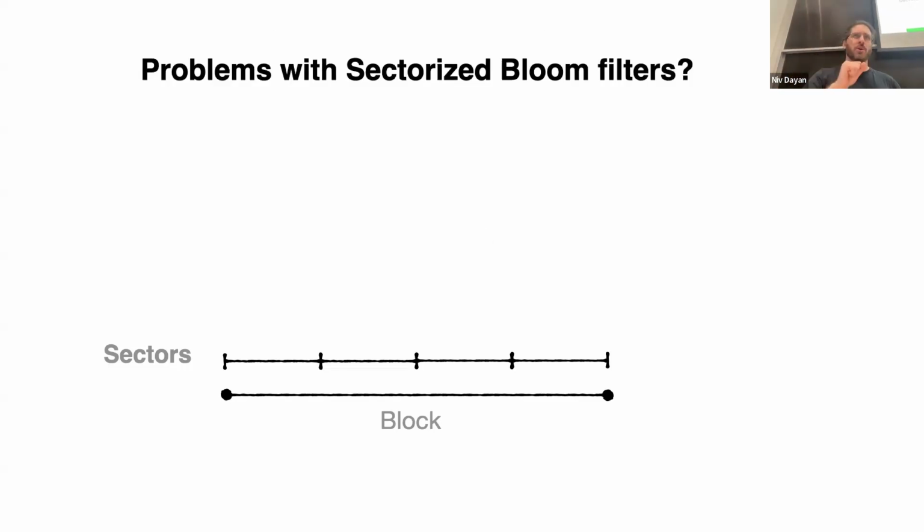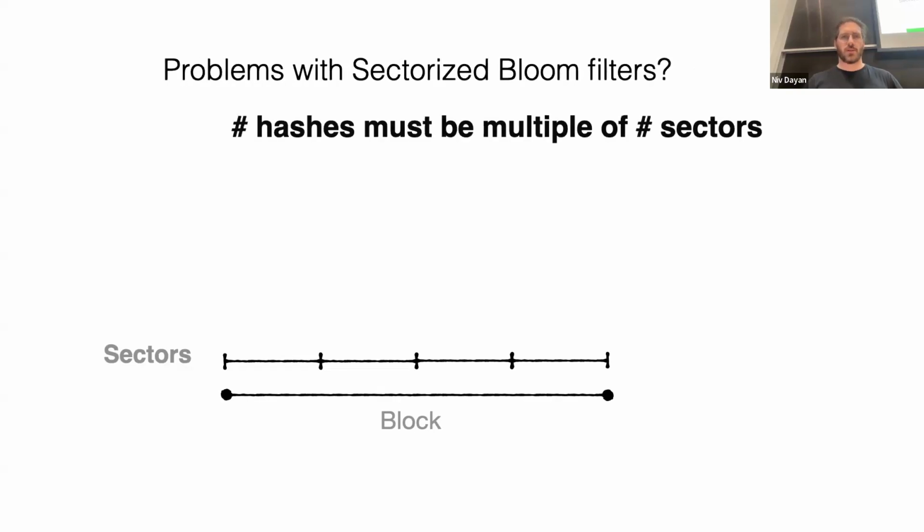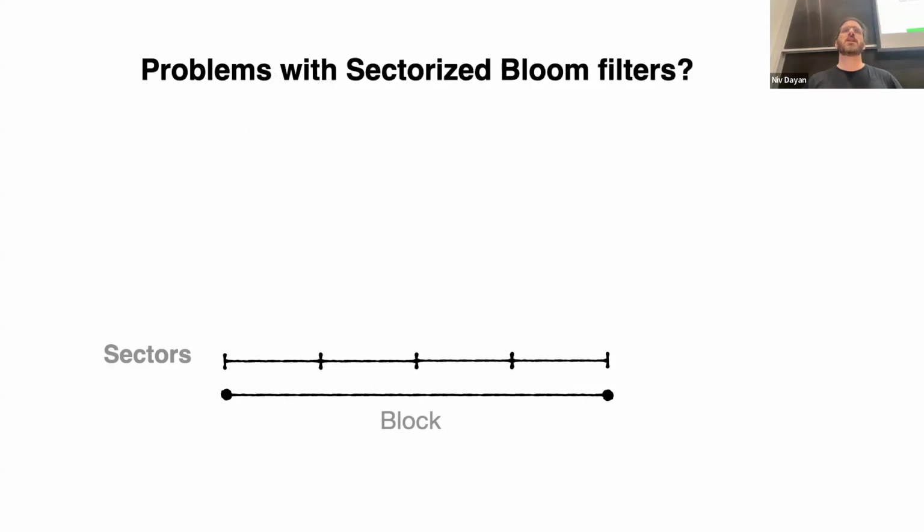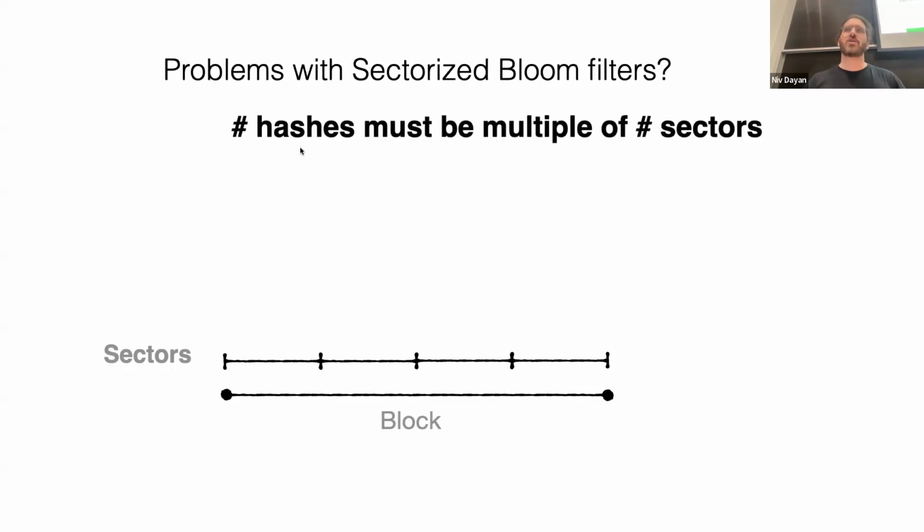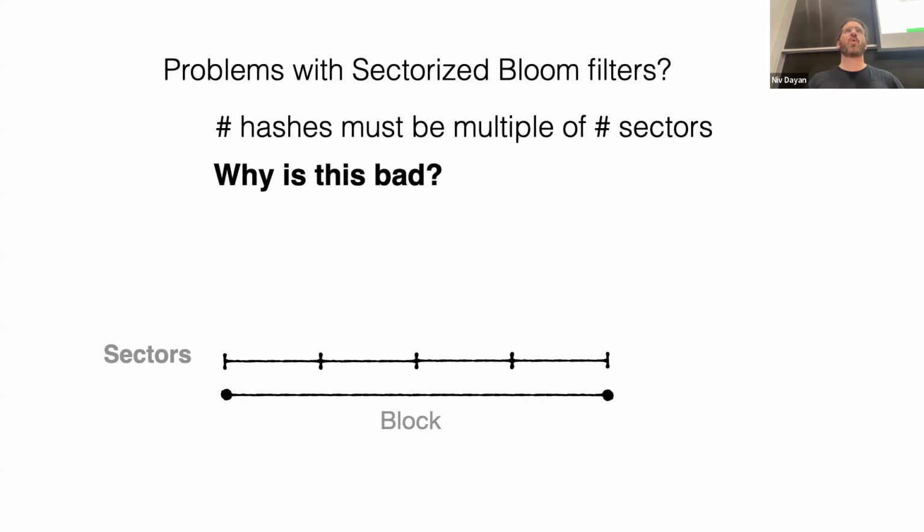Okay, and now back to your point over here. Are there any problems with these sectorized Bloom filters? We're having a break very soon, do not worry. Are there any problems? Yes. The problem is that, okay, I already flashed it to you, so I'm not going to ask you. The number of hashes must be a multiple of the number of sectors, right? So this is a constraint. And why is this constraint bad?